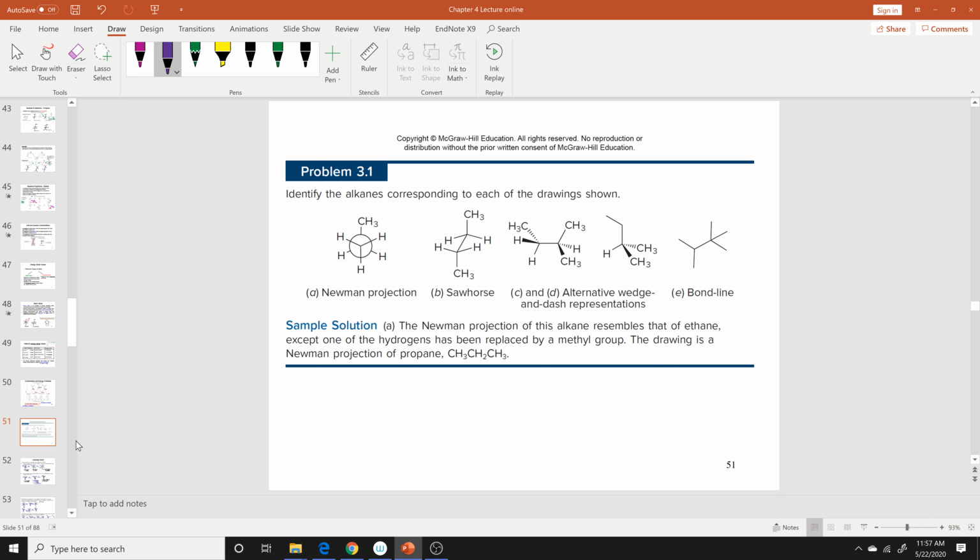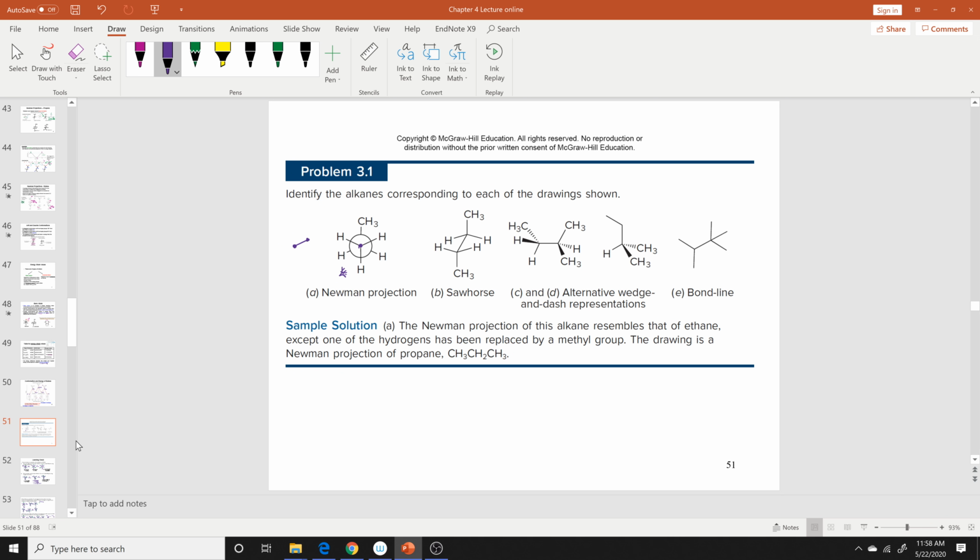So let's go ahead and identify the alkanes corresponding to each of the drawings shown. This is basically a practice. If I give you a Newman projection and ask you to draw the alkane structure, the structural formula or the condensed formula, you can easily change from a Newman projection to the alkane. If you look here, we're looking at the carbon in front. A Newman projection is between two carbons, so I'm going to start from this carbon, my in-front carbon.